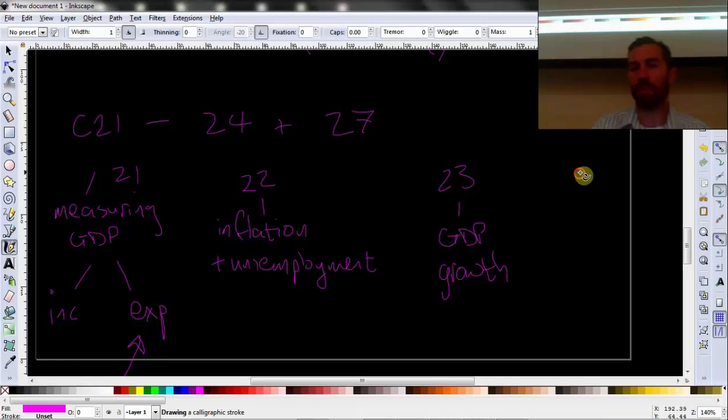In between all of this, we also looked at chapter 24. In chapter 24, it was basically a focus on the loanable funds market.